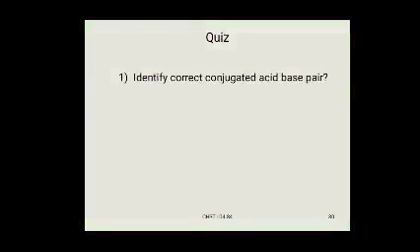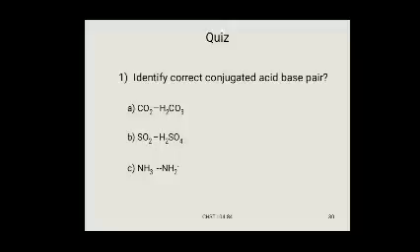Identify the correct conjugate acid-base pair. CO2, H2CO3; SO2, H2SO4; NH3, NH2 minus; HCl, Cl minus. The conjugate acid-base pair is HCl, Cl minus. Both C and D are answers.